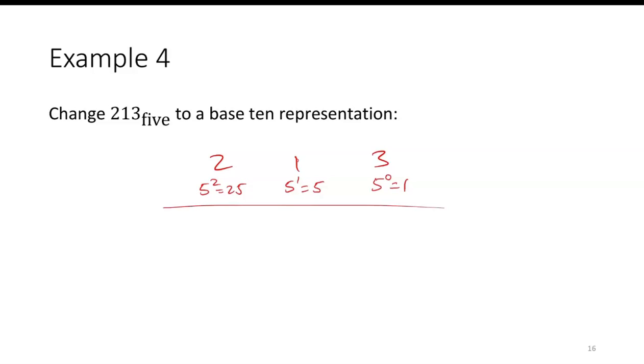And now 2 times 25 is 50. 1 times 5 is 5. 3 times 1 is 3. And then 50 plus 5 plus 3 is 58.